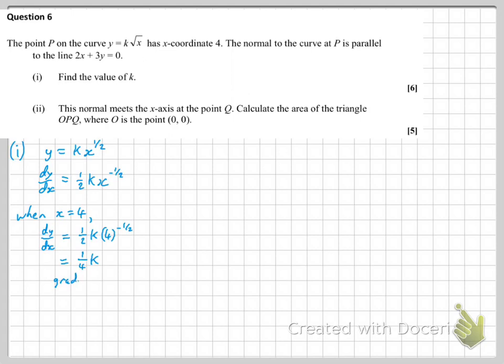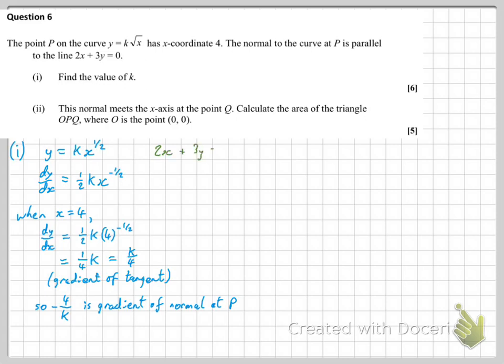Now note that that is the gradient of the tangent at point P. And in order to find the gradient of the normal at point P, we just need to take the negative reciprocal of that gradient. So now we have the gradient of the normal. Right, focus now on the line equation.